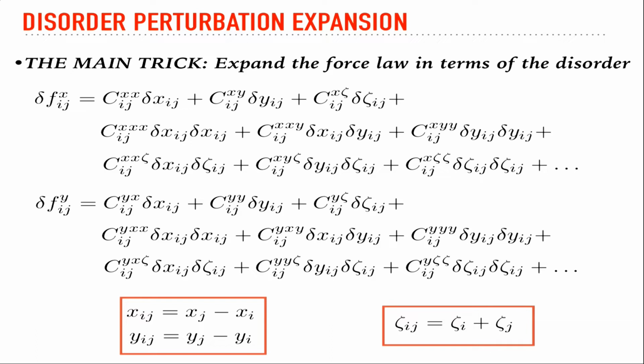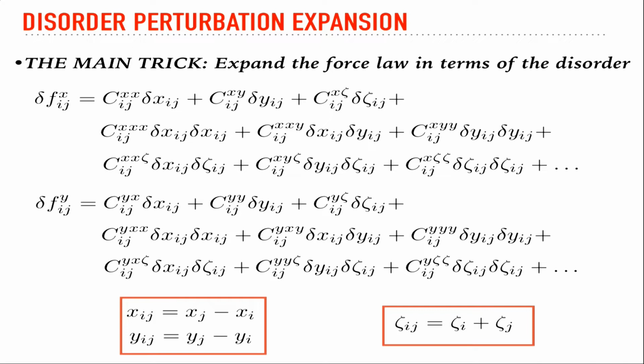So the main trick, though it looks very complicated, is just to do a Taylor expansion, expanding the force law in terms of this disorder. The change in the forces between particles i and j, the x component of the force, can be Taylor expanded in the variables delta xij, yij, zeta ij, where xij, yij are the distances between particles, and zeta ij is the summation of the two, for example, the sum of the two radii. You can just do a Taylor expansion up to any order that you like.